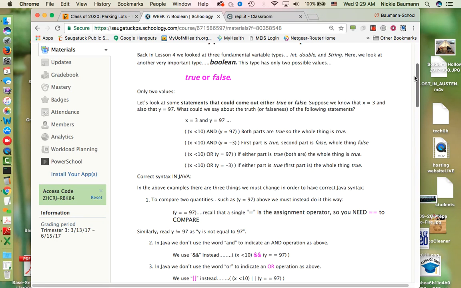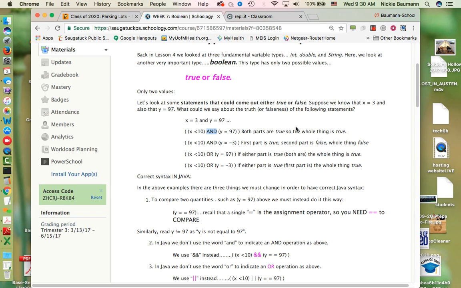If we were going to run those series of tests, it would say something like, is x less than 10 and is y equal to 97? So if we were going to think about that, is x less than 10? Is that true? Yes, it is, because x is 3. And is y equal to 97? Well, y is equal to 97, and both of them are true because we're using the word and. So they both have to be true. So because both parts are true, the whole thing is true.